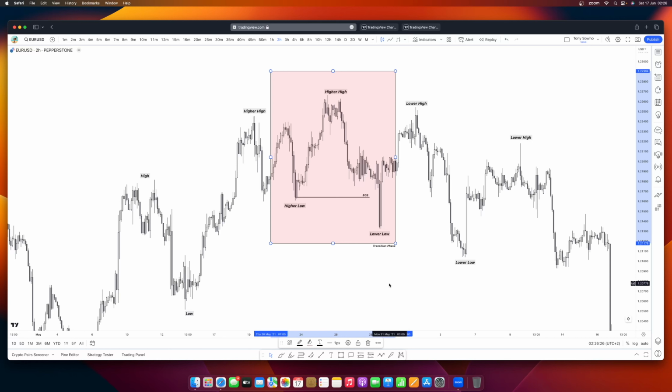So this is another example of a breakout structure, but this time a breakout structure to the downside. The last one I showed you was a breakout structure to the upside. And remember, the best place to buy is at the higher low. The best place to sell is at the lower high. See it now? The best place to buy is at the higher low. The best place to sell is at the lower high.